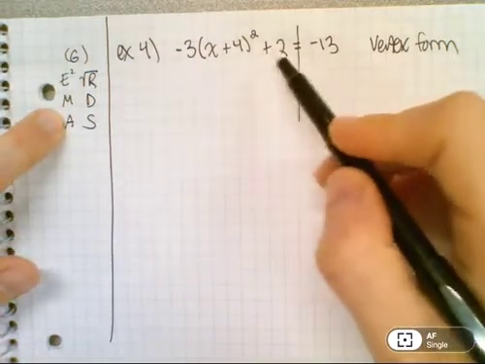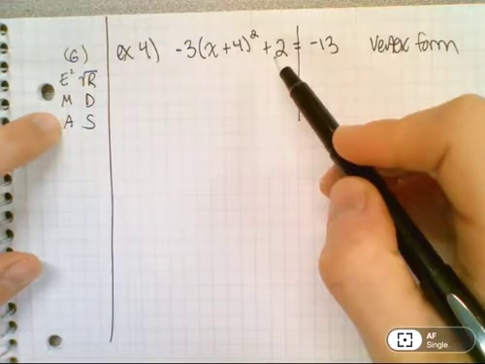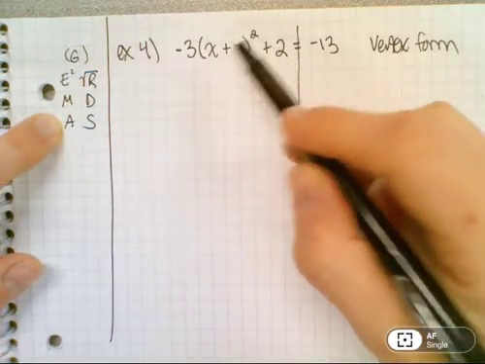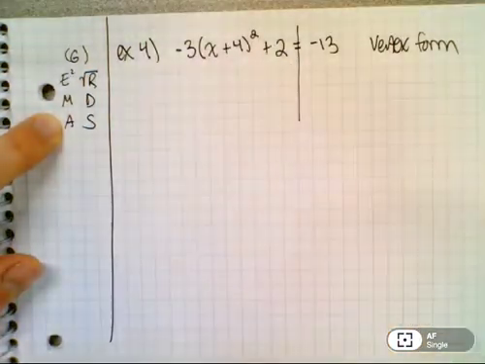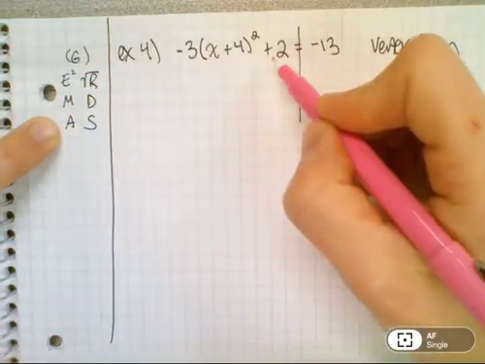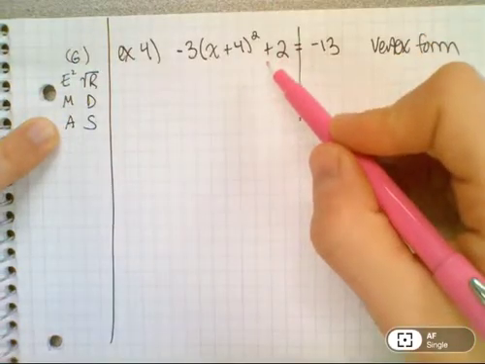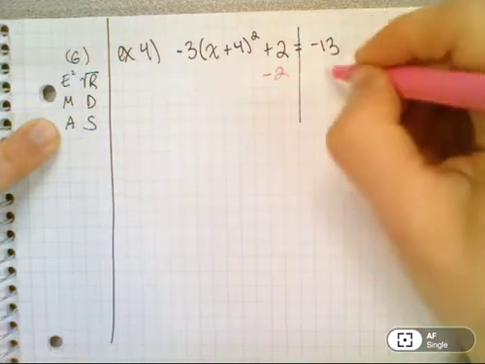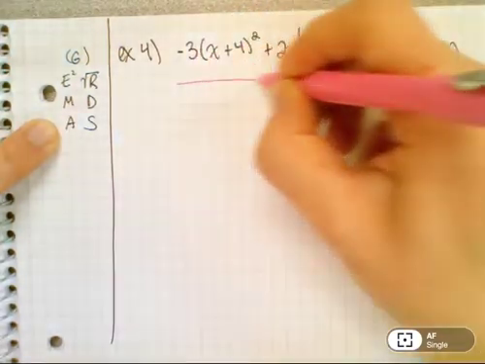But I also see this +2 that's not in parentheses, and I can go ahead and do that because it's not wrapped up in this squared. So the first thing I want to do is get rid of a +2. So how do we do that? We're going to -2 on both sides.